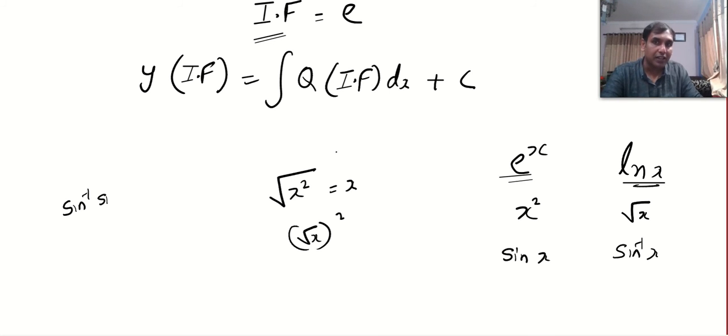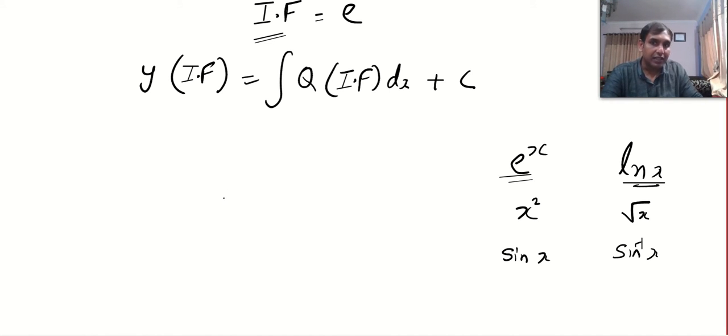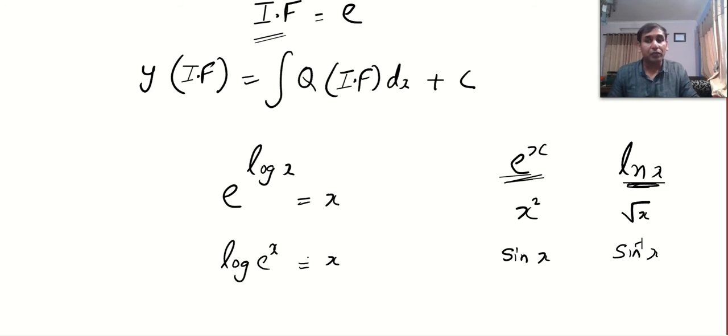Similarly, you should remember e to the power log x. Can you see? These two functions come as a chain function, and the answer will be the argument, that is x. And the same thing with log e to the power x. The answer will be x. And I hope you are good with the properties of logarithm. What is log a to the power b? Yeah, b times log a.